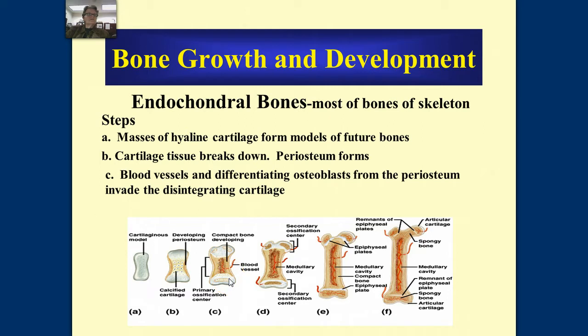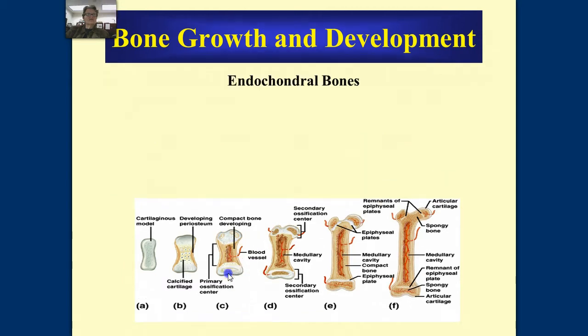Blood vessels form, and you have a very elaborate network of blood vessels here to nourish all the living cells of the bone. And then you have differentiation from those cartilage cells into osteoblasts that form the periosteum, and then it invades the disintegrating cartilage and begins the ossification of that cartilage.